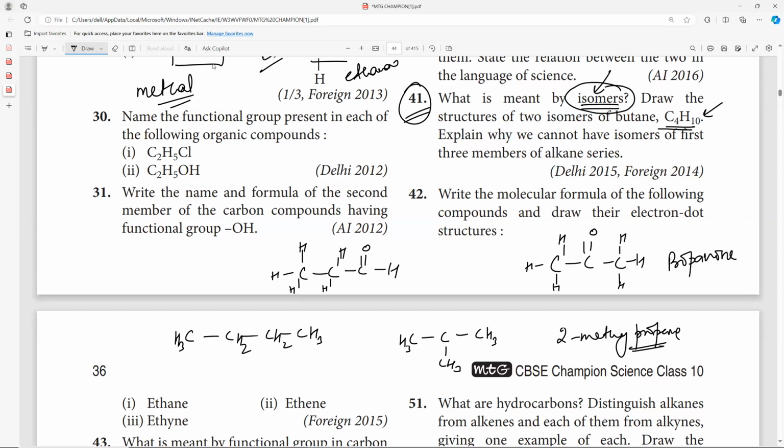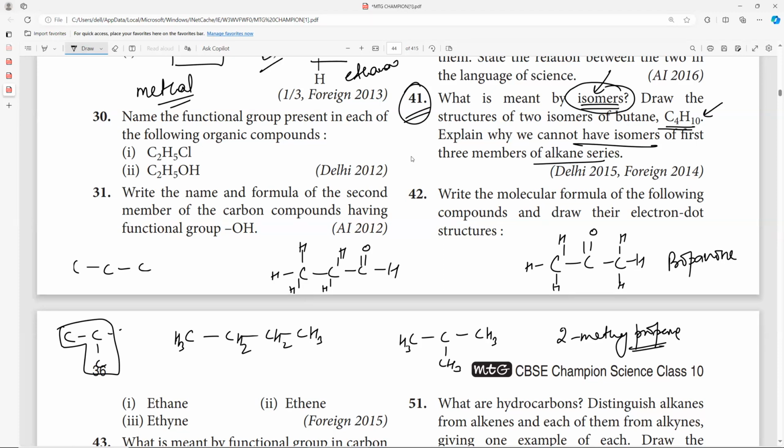Every one of you, explain why we cannot have isomers for the first three members of the series. It is not possible because rearrangement of carbon is not possible. If there are only three carbons, then there will be only one kind of chain. Even if you break this one, it will also have one chain. You understood? Are you getting my point, everyone? Yes, sir. Okay, so this is not possible because rearrangement of carbon is not possible if we have less than four carbons. Exactly four and above are going to have isomers.